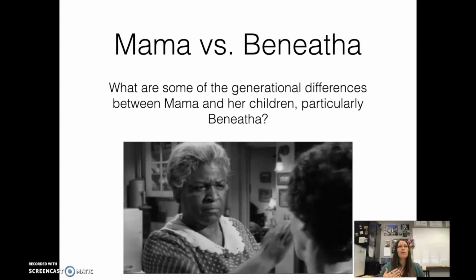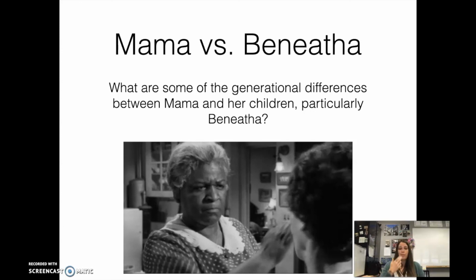For Mama, it's all about just getting by and providing for her family, whereas Beneatha has these dreams outside of that. Beneatha wants more than just getting by. She wants more than just providing for family. Same thing with Walter, right? Walter is continually talking about money and how they don't have enough. And Mama just doesn't understand, or she's kind of annoyed with the fact that they're always talking about money.